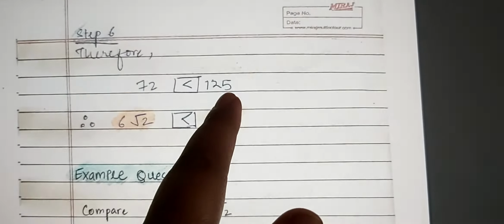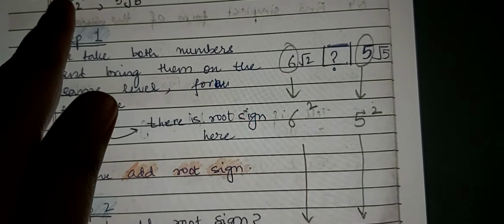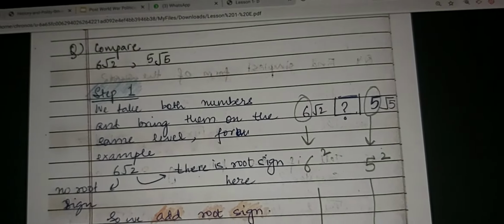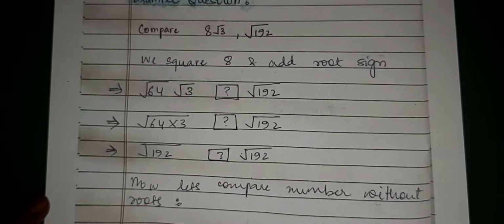Okay, last I'm going to write the original numbers. We will not write 72 is bigger than 125, because I don't know where you got 72 and 125 from. I'm going to go back to the original numbers that I gave you, which were 6 square root 2 and 5 square root 5, and show that 5 root 5 is bigger than 6 root 2. Okay, that's simple.